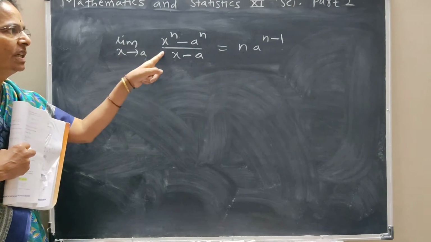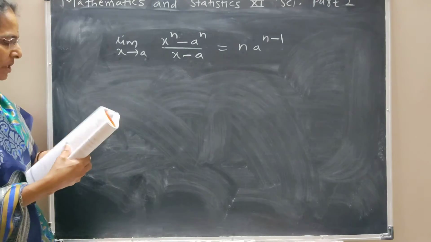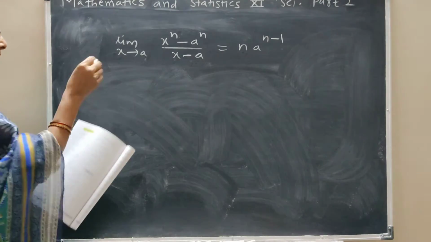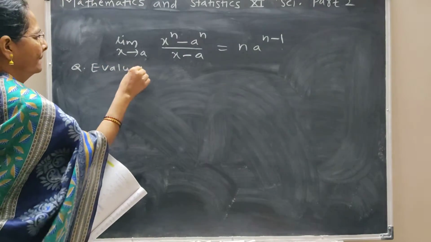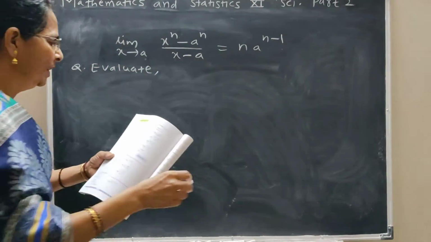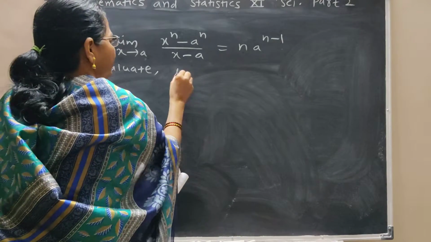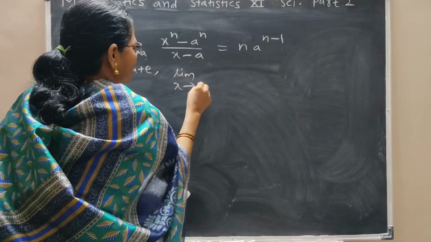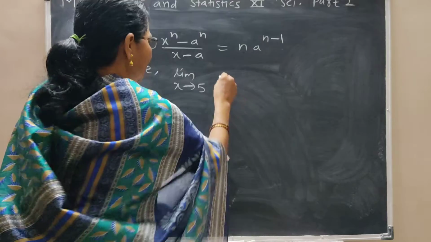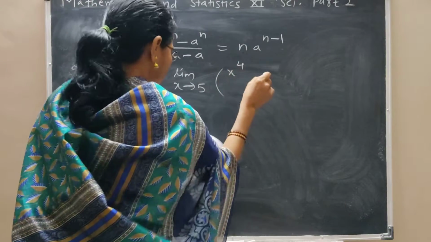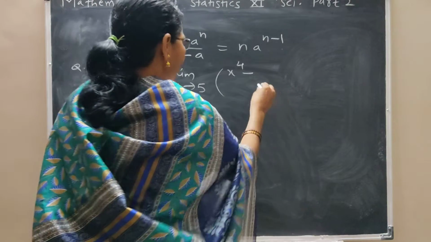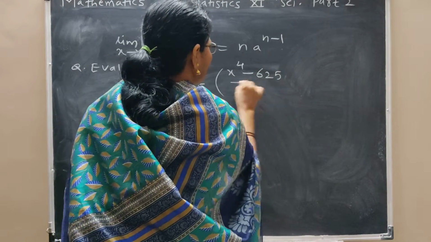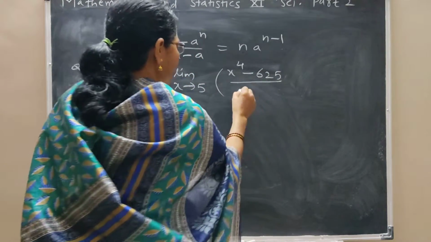Question related with this formula. Question: evaluate the limit as x tends to 5 of (x raised to 4 minus 625) upon (x minus 5).